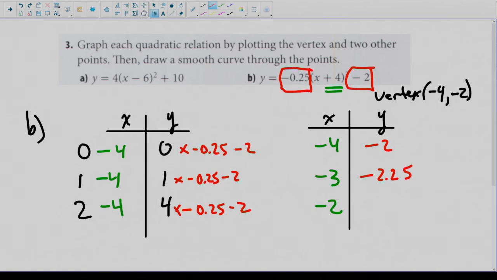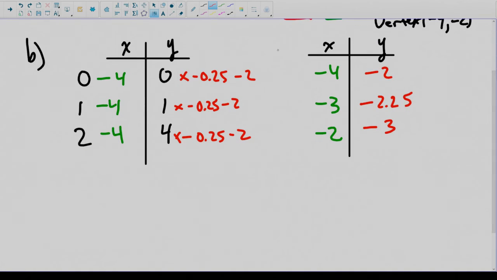Now if you can't do that in your head, please use a calculator to do that calculation. 4 times negative 0.25 is going to be, well, that's a quarter, right? 0.25 is a quarter, so 4 quarters is $1, but this is a negative dollar, so it's negative 1 minus 2, which would be negative 3. And then you would plot this again.